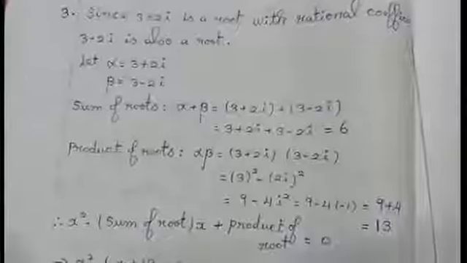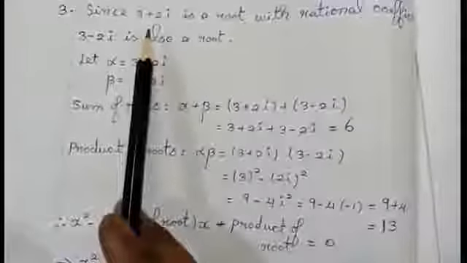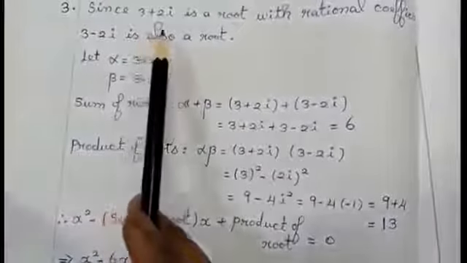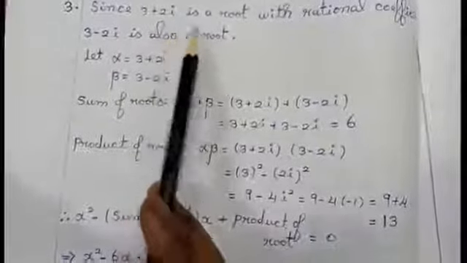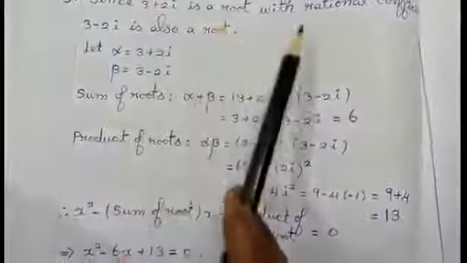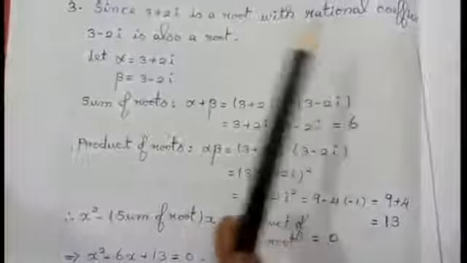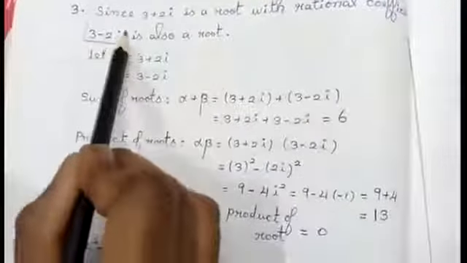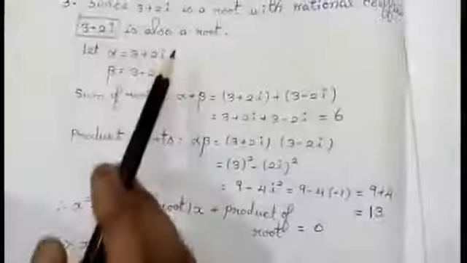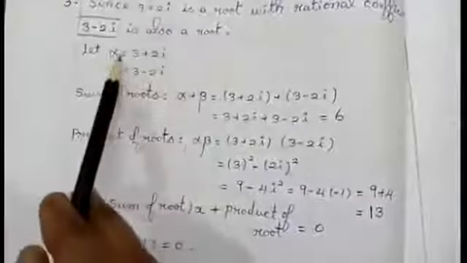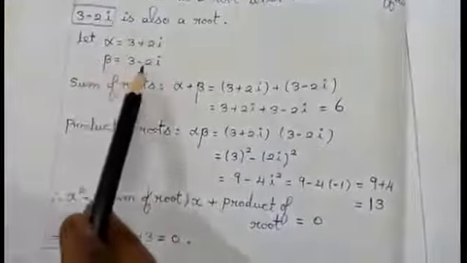Exercise 3.2, third sum. Find a polynomial equation of minimum degree with rational coefficients having 2i plus 3 as a root. Given, in your question, they have given 2i plus 3. I am writing this as real part plus imaginary part, that is 3 plus 2i is a root with rational coefficients. So according to the theorem, definitely 3 minus 2i is also a root. Let alpha equal 3 plus 2i and beta equal 3 minus 2i.